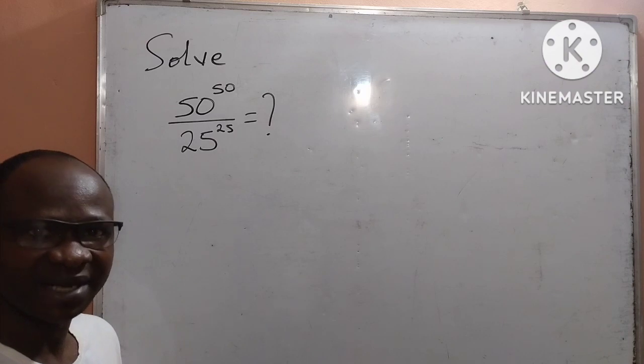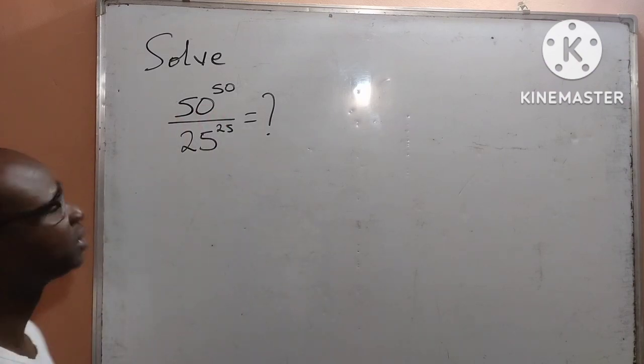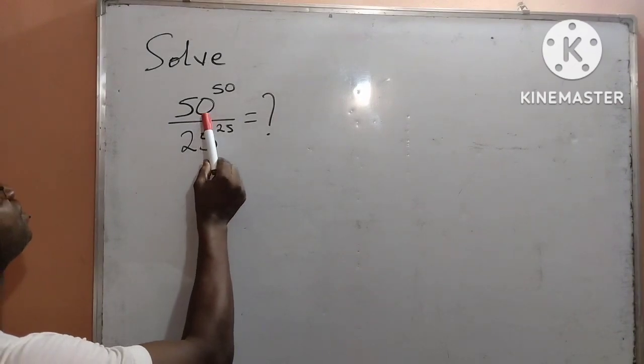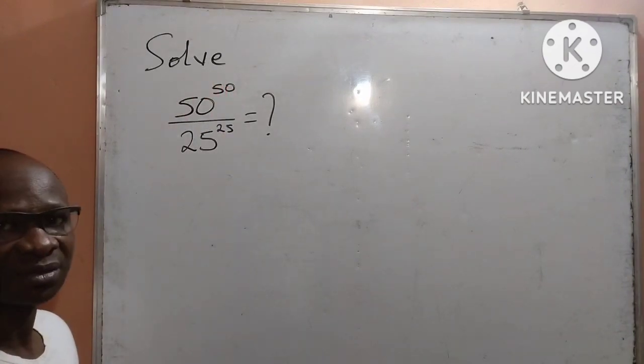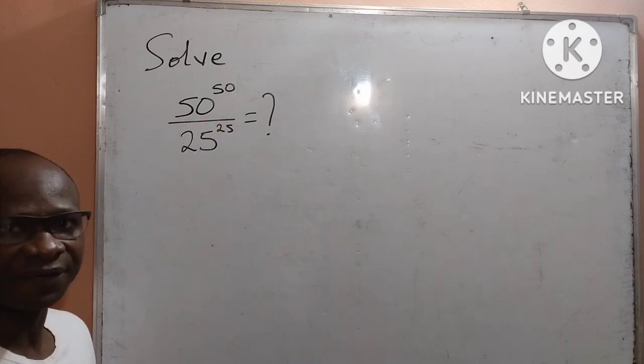In our mathematics class today, we shall be solving this question written on the board, and that is 50 to the power of 50 divided by 25 to the power of 25.